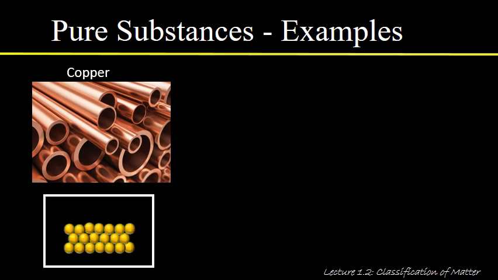And so what copper looks like is this, just a whole bunch of copper atoms in close proximity to each other, packed together into a nice tight solid. In this case, the ultimate particle is a single atom, and all of the atoms are the same. Therefore, this is an element, and it's a pure substance.